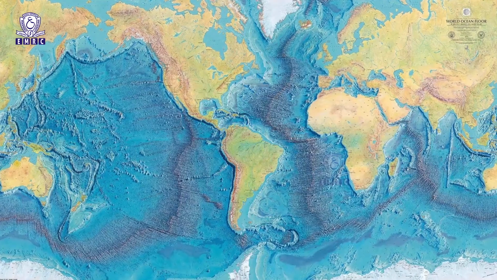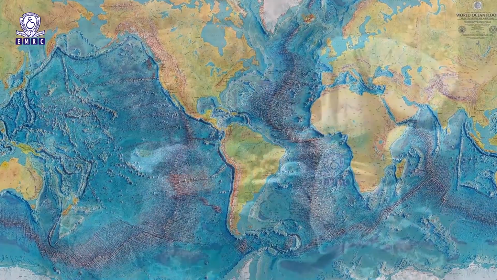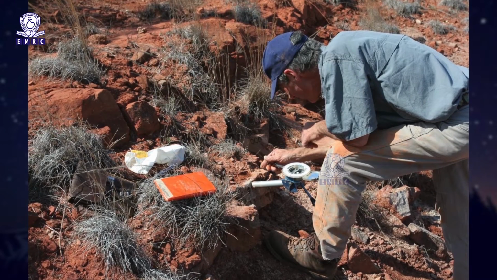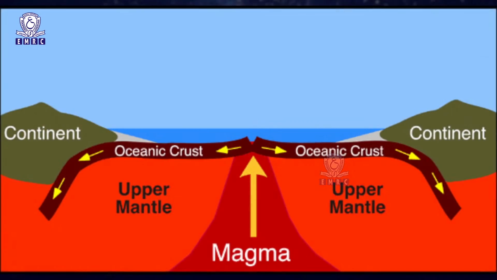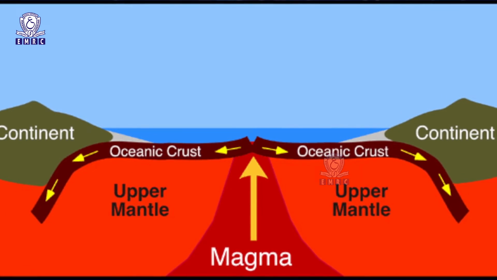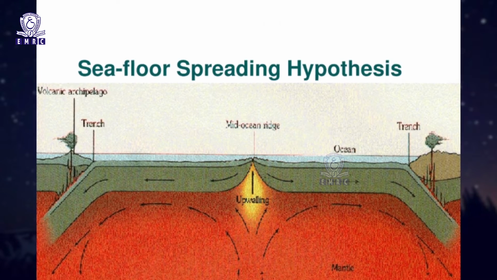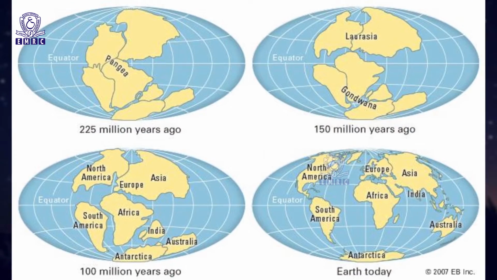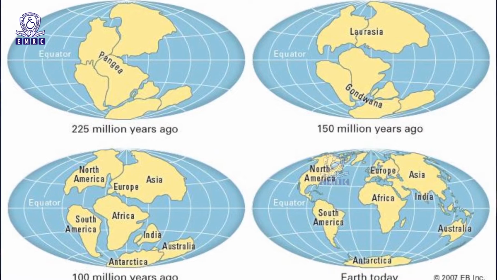Post-drift studies provided information that was not available at the time of Wegener when he propounded the concept of continental drift. Based on the mapping of the ocean floor and paleomagnetic studies of rocks from the oceanic regions, Harry Hess gave the concept of sea floor spreading. The hypothesis of sea floor spreading is a new development which proves the theory of continental drift.